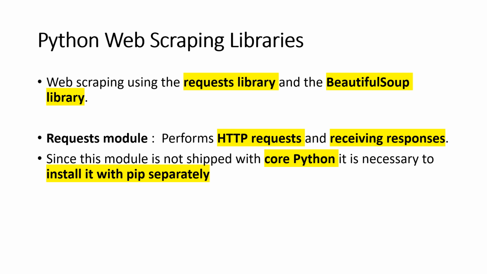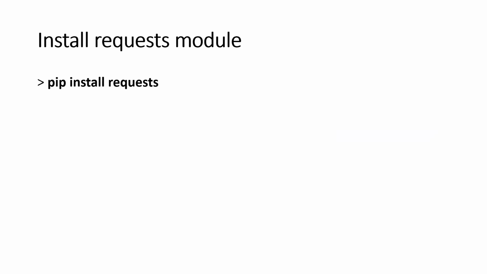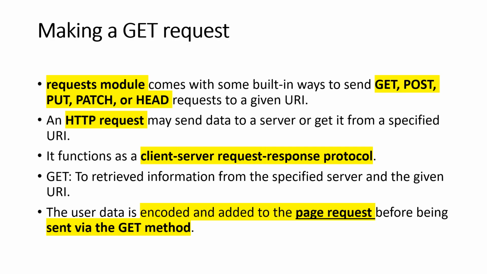For the Python web scraper, here I shall discuss two libraries, requests and BeautifulSoup. The requests module performs HTTP requests and receives responses from the HTTP server. Since it is not available by default with Python, we have to install it separately using the pip install command. So pip install requests is the command to install requests.